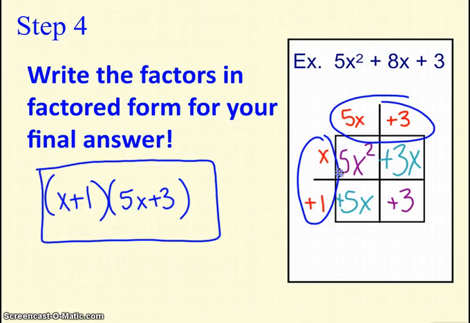5x times x, 5x squared. 3 times x, 3x. 5x times 1 is 5x, and 1 times 3 is 3.